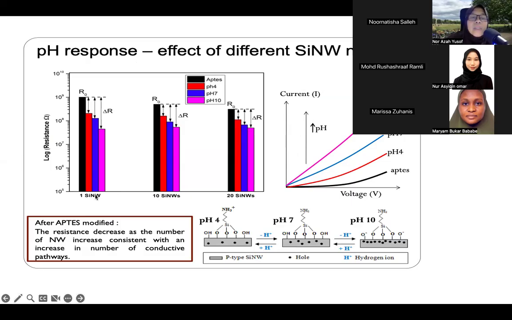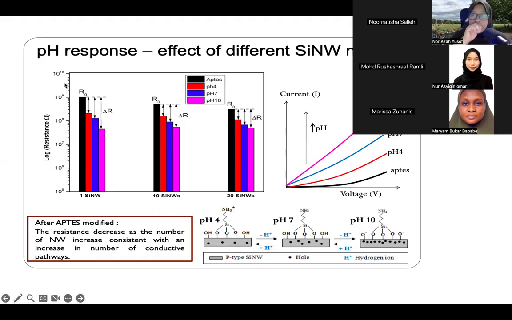One is the number of silicon nanowires. If you look here, 1, 10, 20. And there's another effect as well, which is the pH. There's also one aptus, but I think we focus on the pH. So if you plot a graph, you can combine the effect of the number of silicon nanowires and the effect of pH on the reading of resistance.